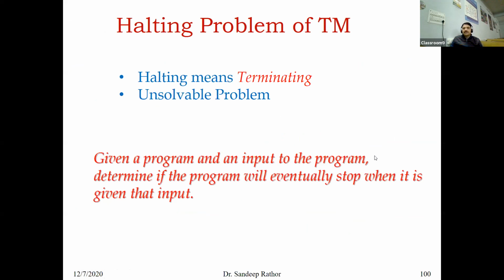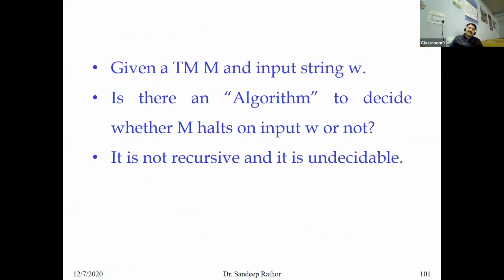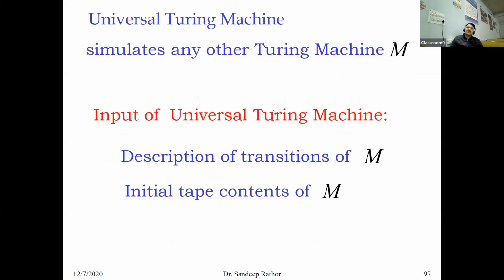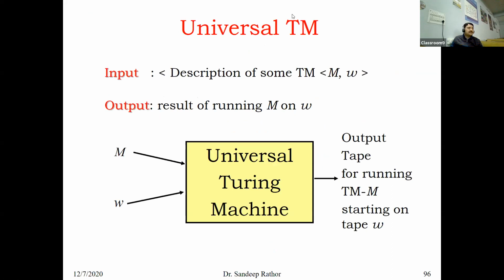So halting problem means terminating, and this problem is called undecidable problem. Is there an algorithm to decide whether a machine halts on input W or not? This problem is simply referred to as the halting problem of Turing machine. And then universal Turing machine. Universal Turing machine means we have to pass the description in the form of M comma W, where M is the Turing machine and W is the string.